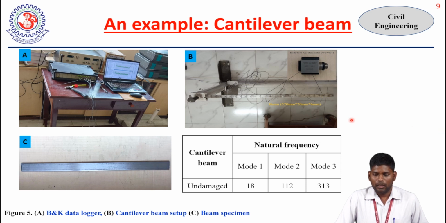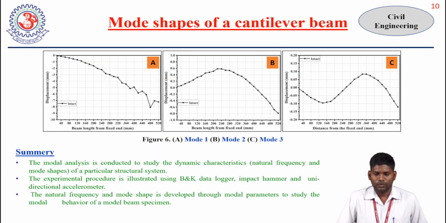After this experiment, we have these mode shapes: the first mode shape, second mode shape, and third mode shape. Here the natural frequency range taken is 0 to 520 Hz, and I have recorded it. This is the beam length from the fixed end in mm. The beam is taken in mm, and we have the results of the mode shapes for mode 1, mode 2, and mode 3.